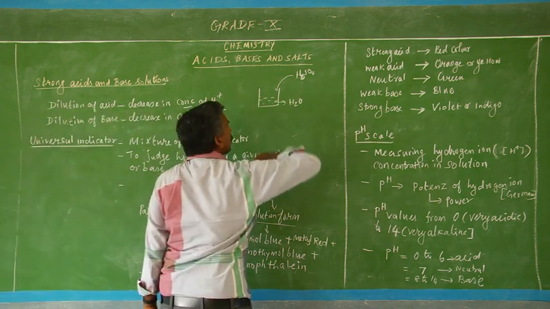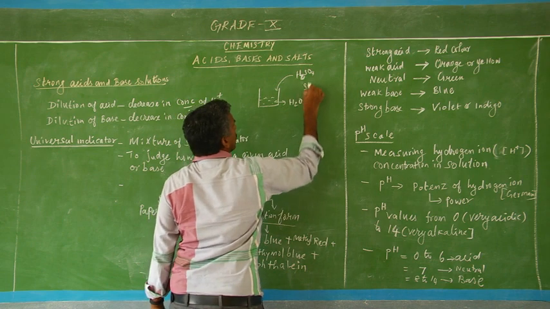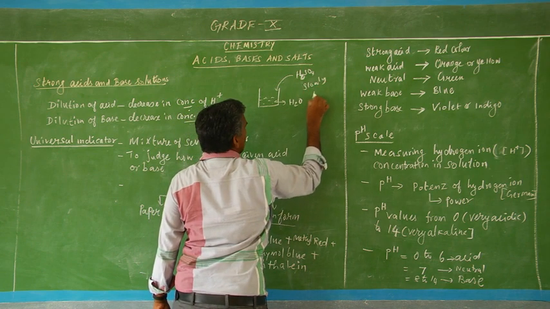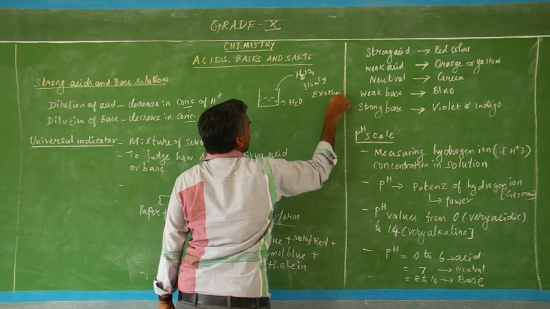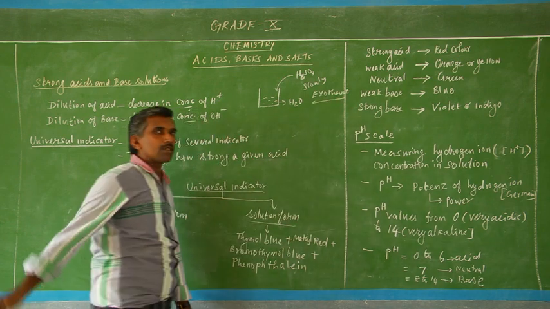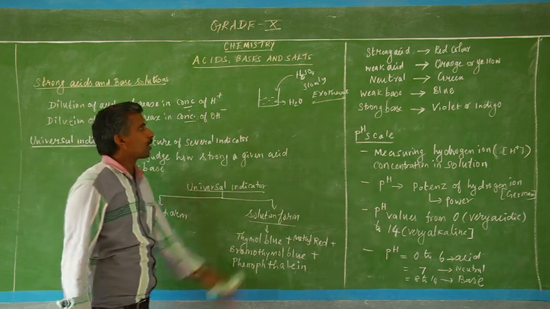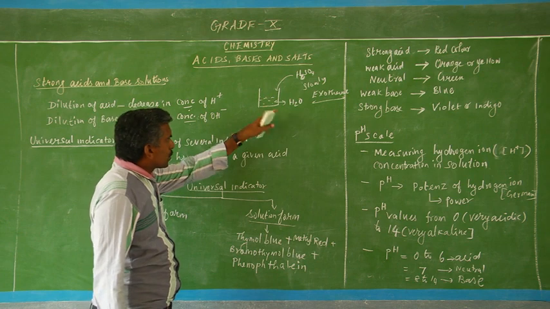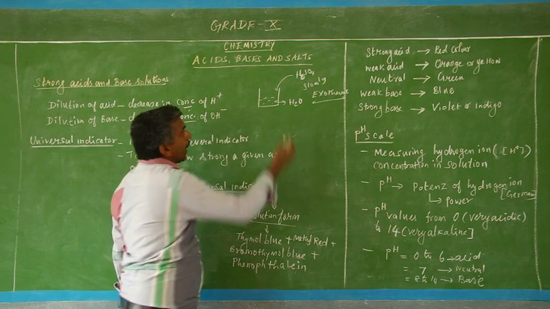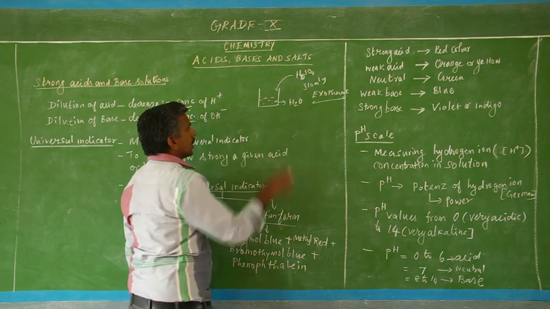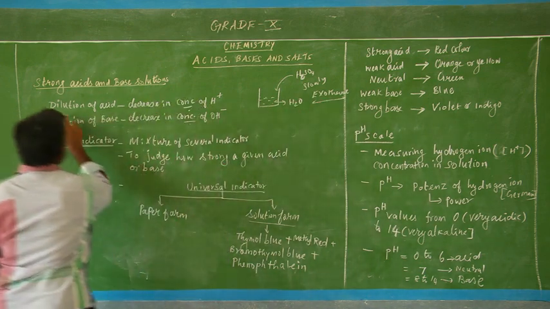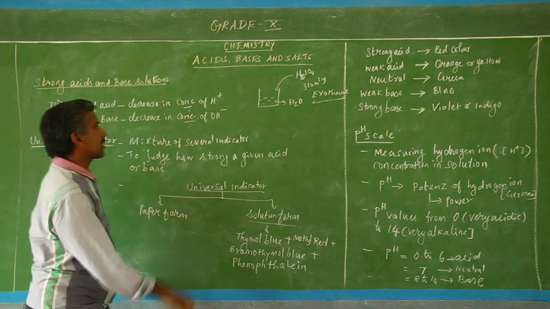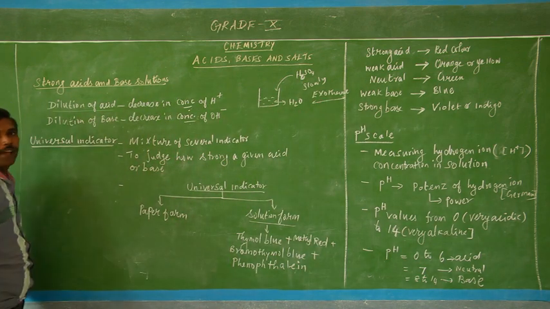Now, if I add sulfuric acid, add it slowly because this is an exothermic reaction. A lot of intense heat is produced, so the beaker may break. So we add sulfuric acid drop by drop. This process is known as dilution of acid.